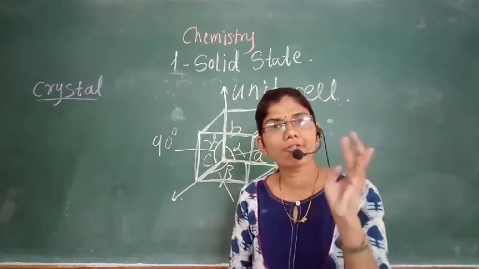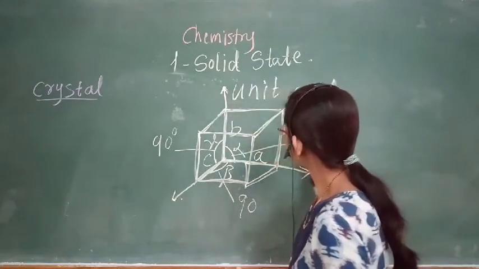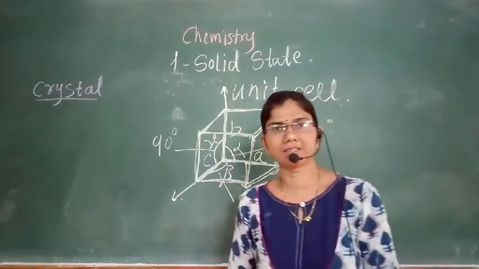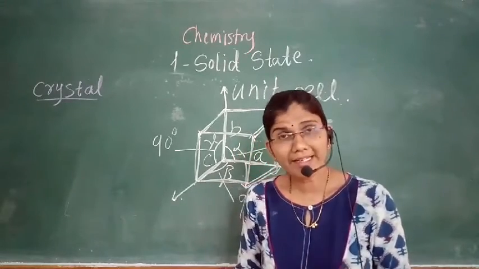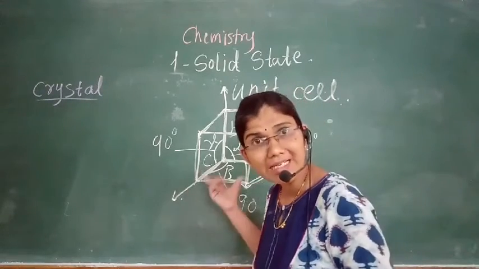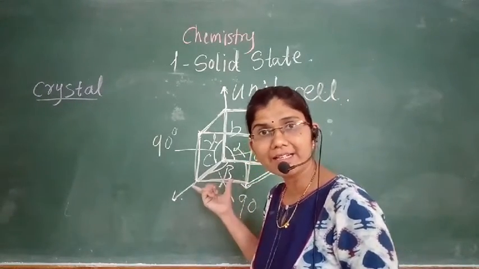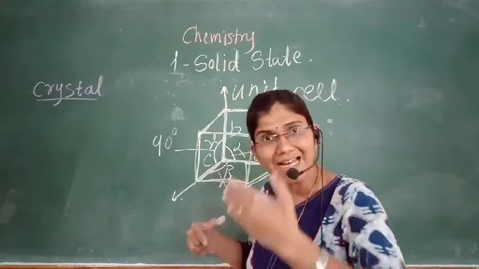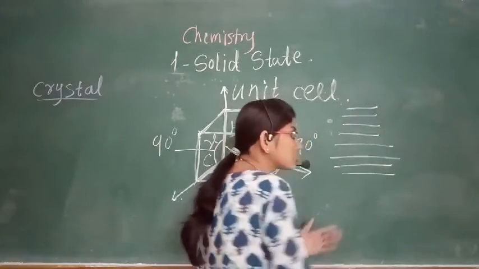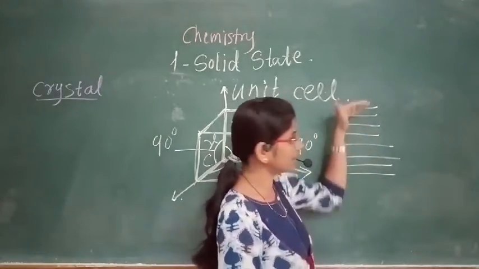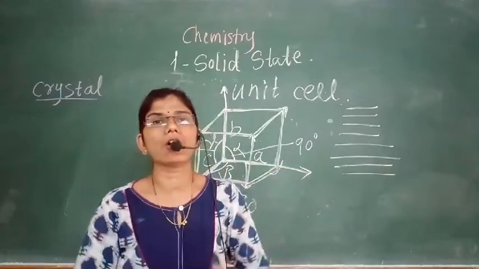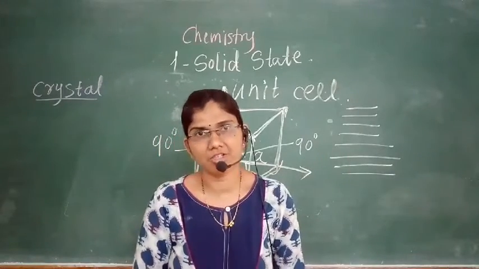Faces, edges and corners. So how many corners are there? There are 8 corners in one unit cell. So when an entire crystal structure is formed, this is the basic of that entire crystal structure. When such unit cells stack together, this is the first unit cell, second, third, fourth, fifth, sixth, seventh, eighth. So many unit cells, when they stack together, share their edges, faces and corners to form an entire crystal structure.